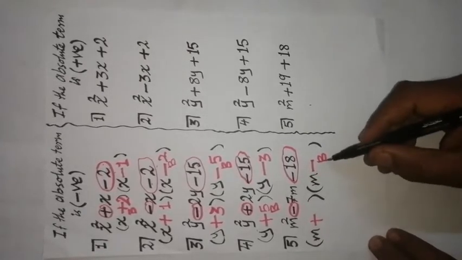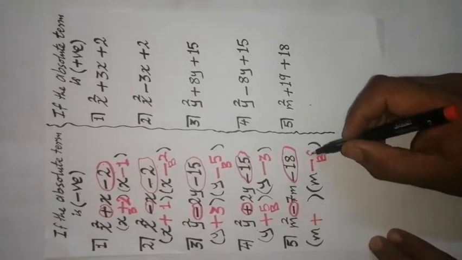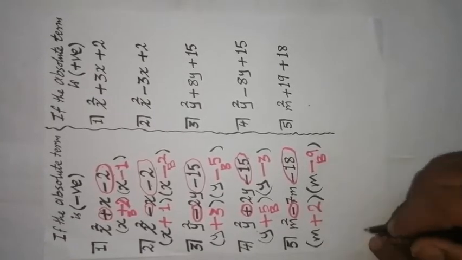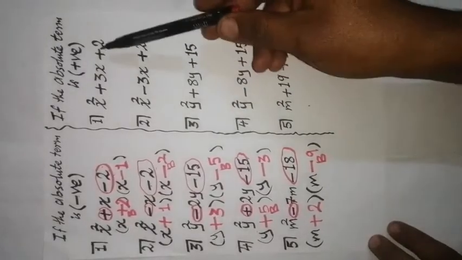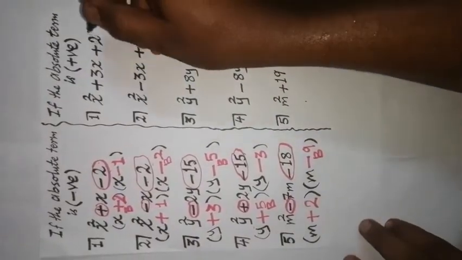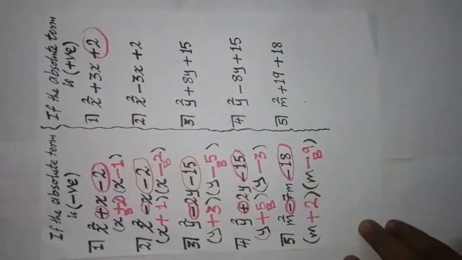Okay, where is 9? The big number takes the sign of the middle term. Here is 9 and here is the 2. This is when the absolute term is negative. Now we will take the same examples, but now the absolute term here is positive. Look at them. Okay, when the absolute term is positive, like positive 2.